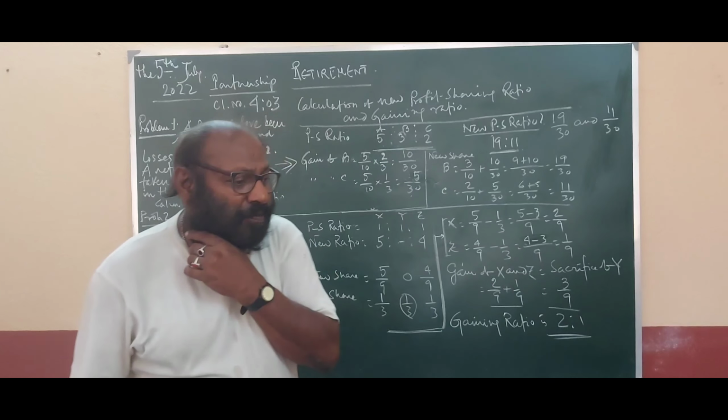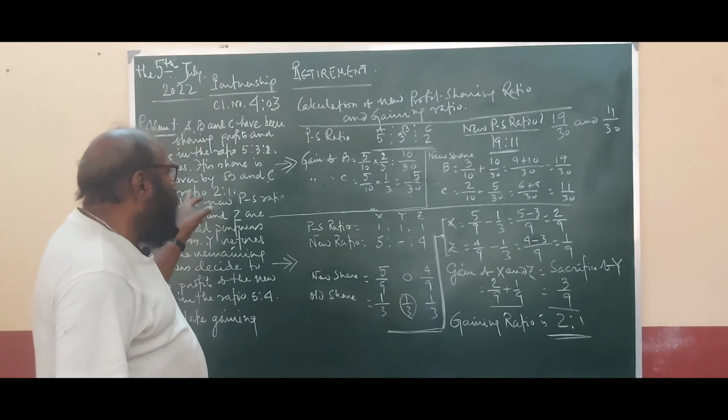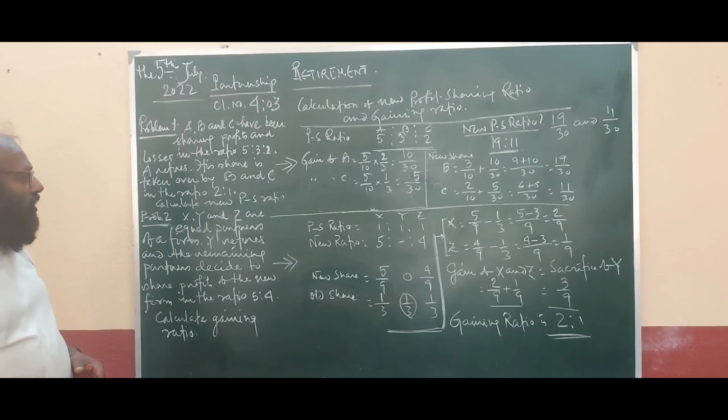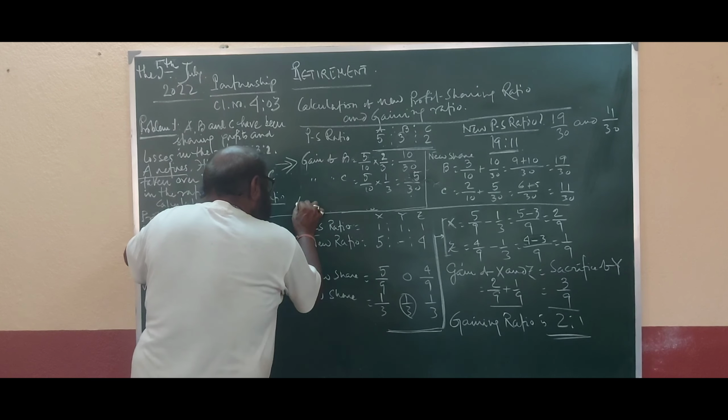For these purposes, I have taken up two problems. First problem: A, B and C have been sharing profits and losses in the ratio of 5:3:2. Mr. A retires, his share is taken over by B and C in the ratio of 2:1, and you have been asked to find out the new profit sharing ratio. So friends, how would you calculate? The existing profit sharing ratio among A, B and C is 5:3:2. Now what is stated is that his share is taken over by B and C in the ratio of 2:1.